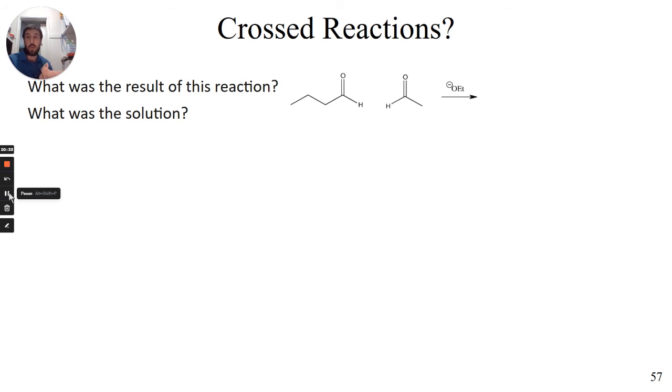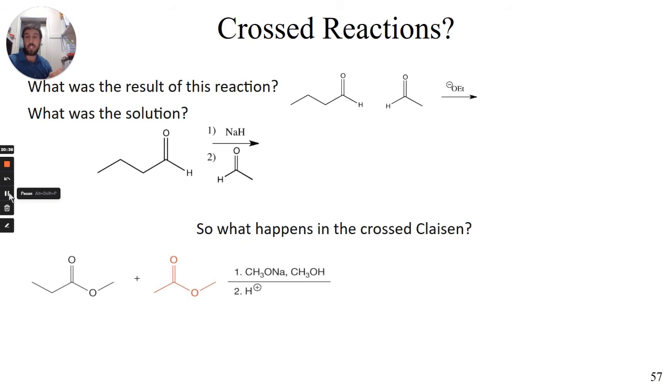So we don't want that many products. The solution that we could have potentially worked out was that we switched it up and used a different base. That different base would be strong enough that it would form exclusively one nucleophile. Then I would add in the other aldehyde species to act as the electrophile and drastically cut down on the amount of products so that I only get one. Okay? So when we're running crossed aldols, we had to be careful to ensure that we get one nucleophile, one electrophile.